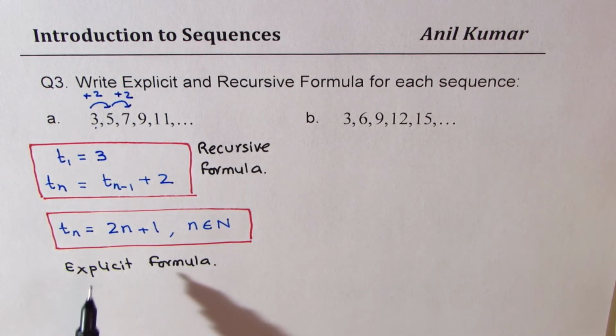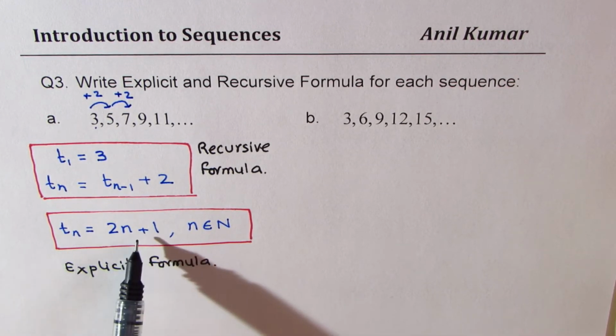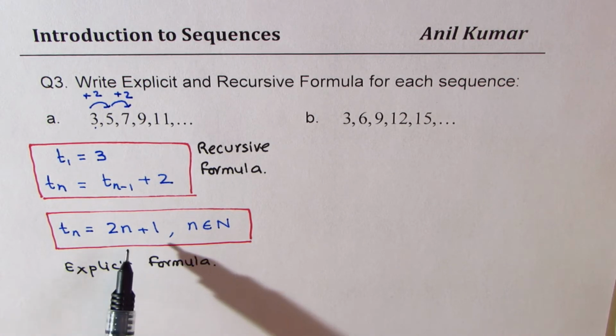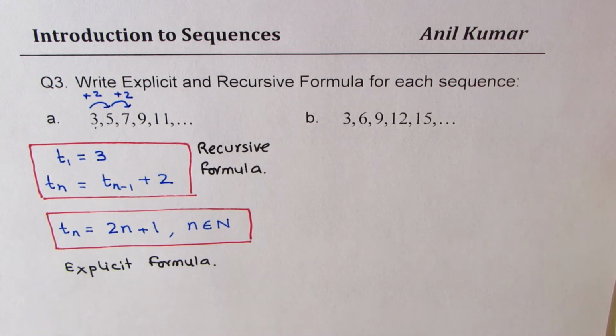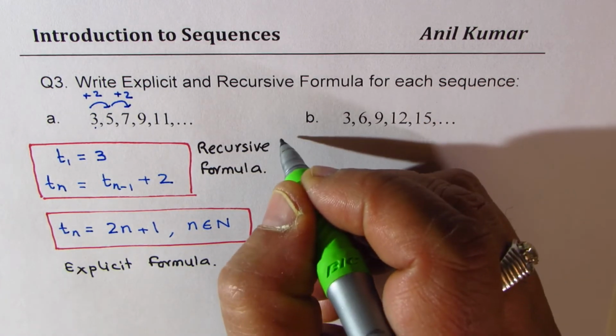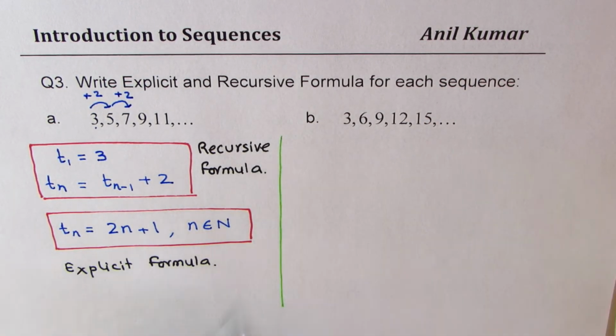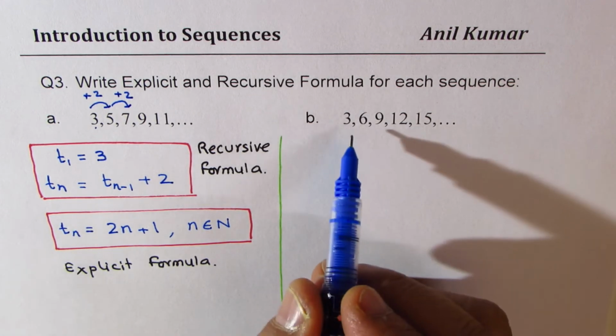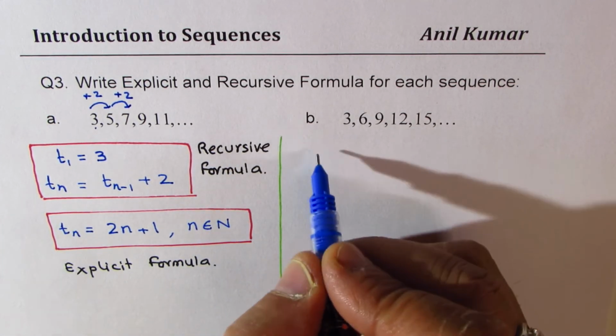Now clearly, explicit formula has an advantage. If I want to find 100th term, we can directly figure it out, right? So that is the major advantage. Okay, now I'd like you to write down both the formulas for the next sequence, which is 3, 6, 9, 12, 15. Now let's write recursive formula first.